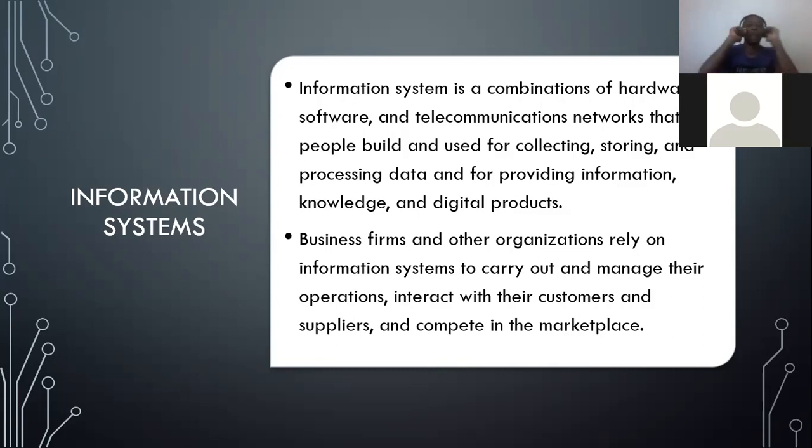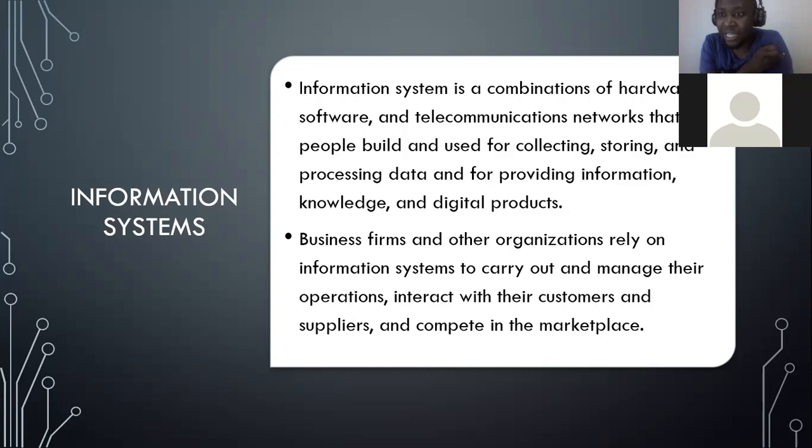Right? So business firms and other organizations rely on information systems to carry out and manage their operations and interact with customers and suppliers and compete in the market. So what this statement is saying is that an information system can help you to carry out and manage your operations, right? Then you can interact with customers.